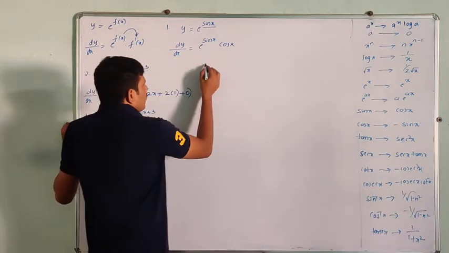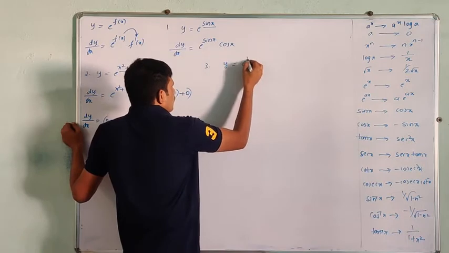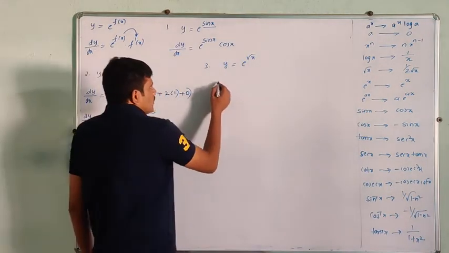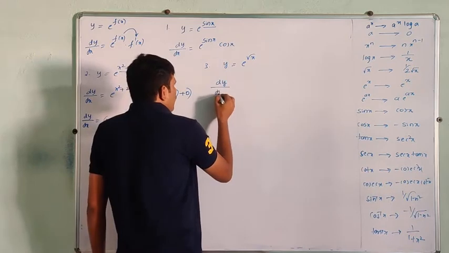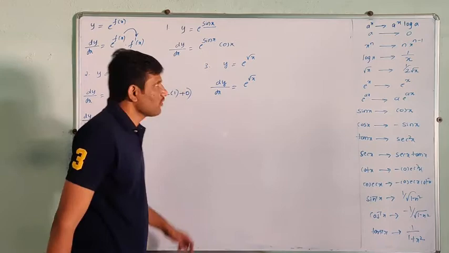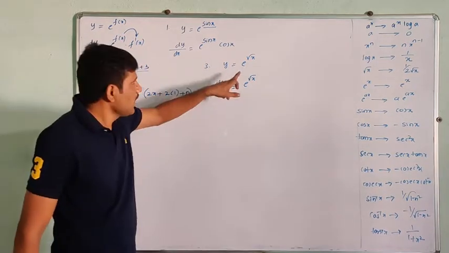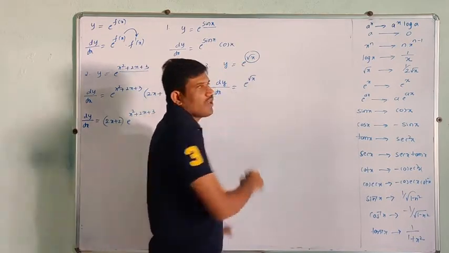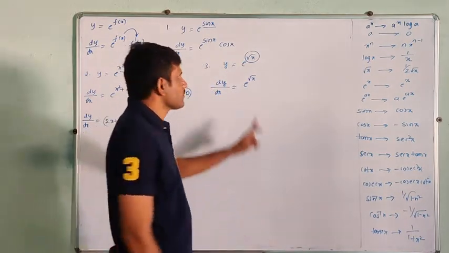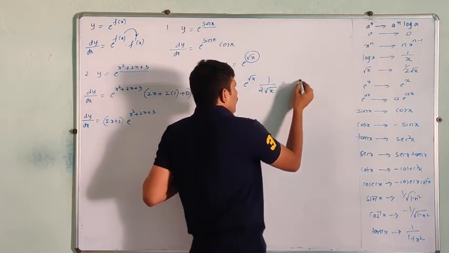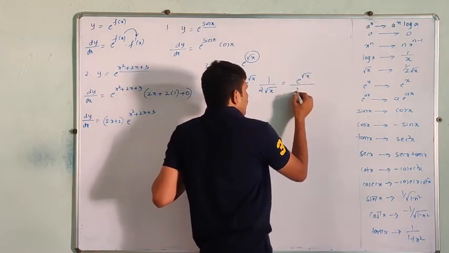Next, y is equal to e raised to root x. So dy by dx: the derivative of e raised to f of x is e raised to f of x. First you have to write the same function as it is, and then you have to differentiate this f of x. What is f of x here? f of x is root x. The derivative of root x is 1 by 2 root x. So therefore e raised to root x divided by 2 root x.